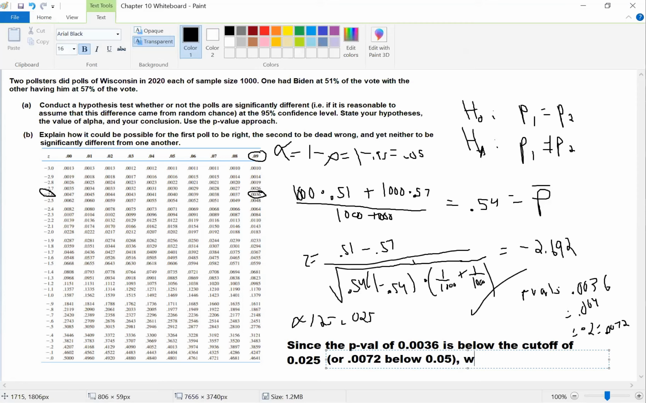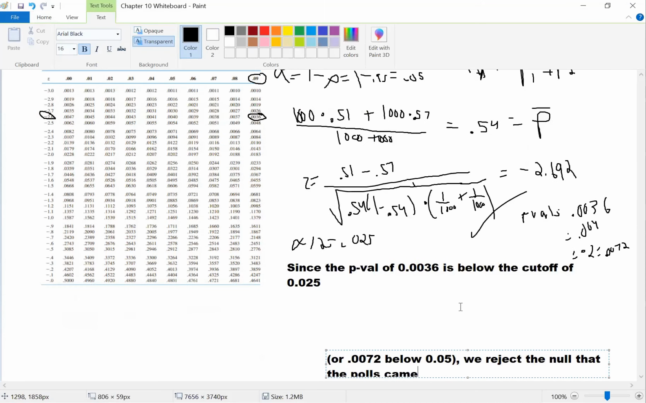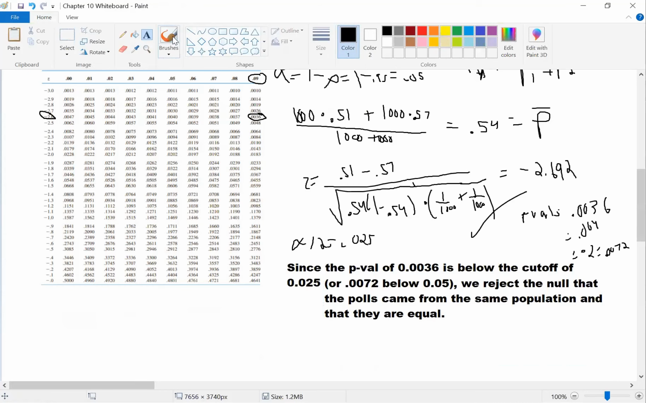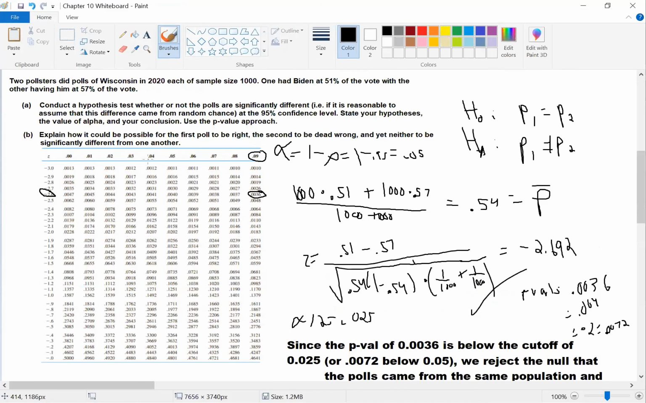Both those will work. We reject the null that the polls came, let me scroll down to give us some more space, that the polls came from the same population and that they are equal. So in this case, these two polls are too different for this to have happened by random chance. So therefore, we can say one of them is dead wrong. And as you all know from the election, Wisconsin was pretty close. So the second poll, 57%, was dead wrong. That was an actual poll, and it was completely screwed up. And the issue with that poll was, once again, it undersampled the non-college educated whites by too much.